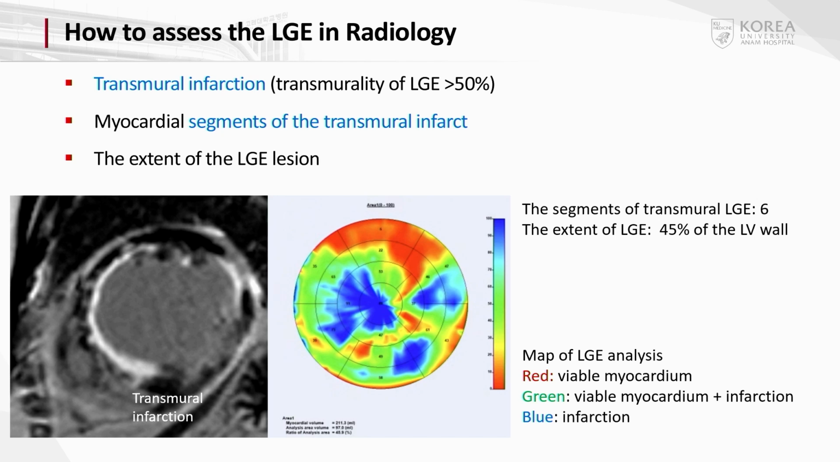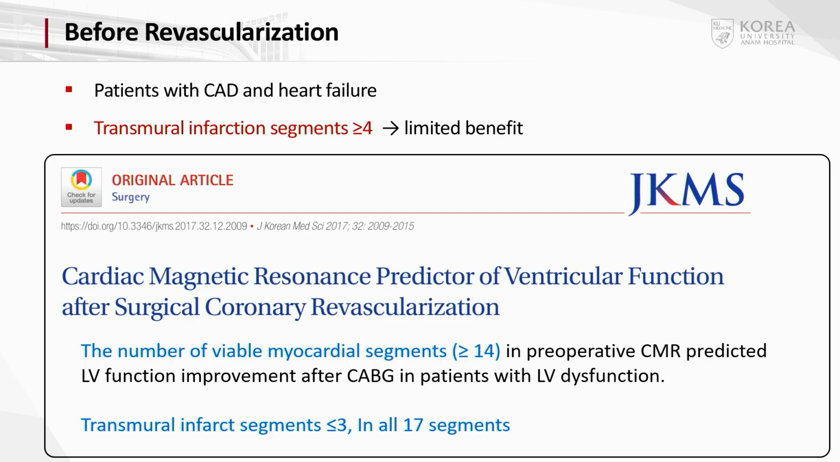So as you can see, this is the LGE map, and you can see multiple blue areas indicating the transmural infarct. The total segment count of these blue areas is 6. 6 segments of transmural infarction out of a total of 16 account for about 45% of the entire left ventricular wall. This quantitative insight helps predict functional recovery and guide treatment planning.